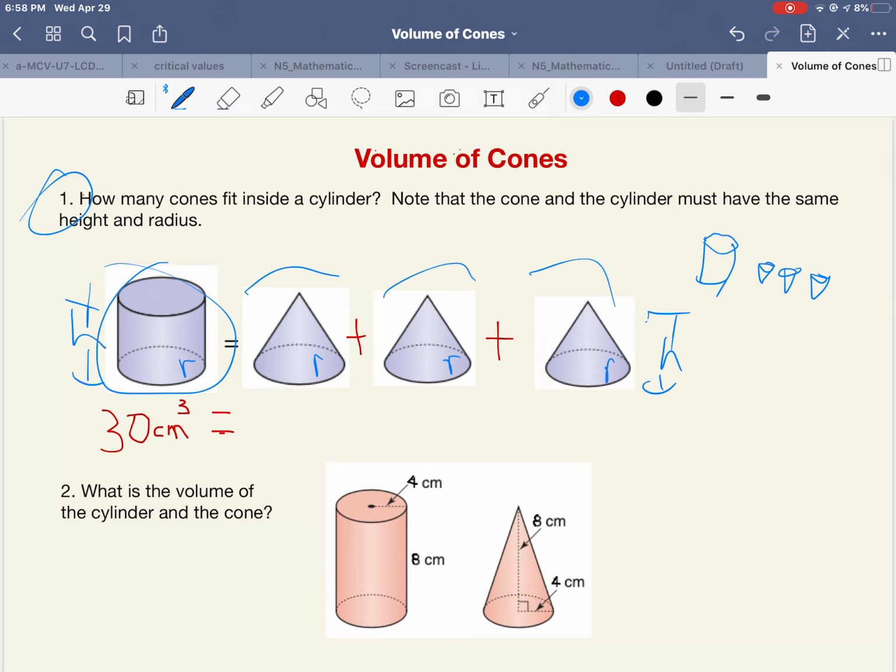then it's 3. So if I knew the volume of this cylinder was 30, how do I figure out the volume of each of these? Well, if 3 of these fit into here, I just divide this by 3. So to get the volume of one cone, I would just do 30 centimeters cubed divided by 3. And that would be 10 centimeters cubed. 10 plus 10 plus 10. So the volume of one cone is 10 because 3 cones fit into a cylinder.